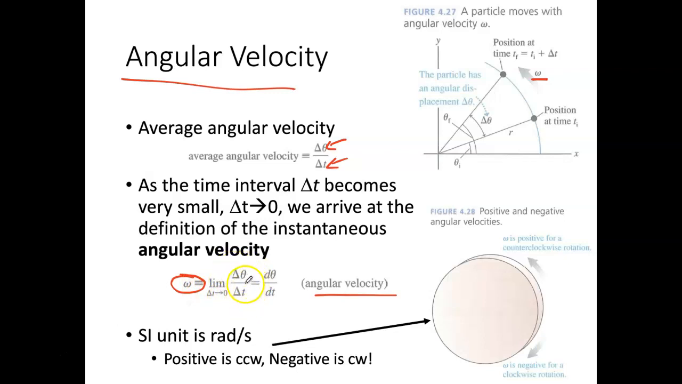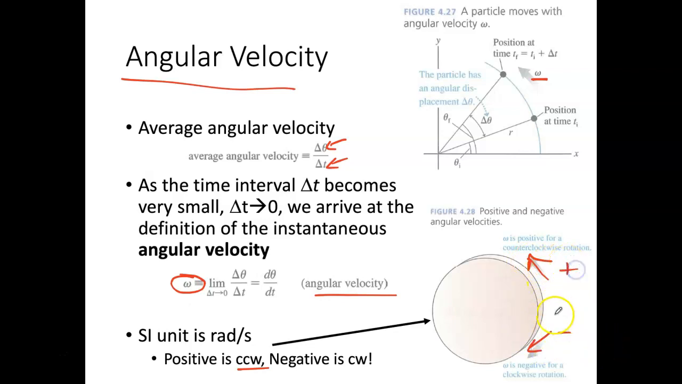So there is a big difference between change in angle, change in time, and d theta over dt, and it's because we're looking at that limit as it gets very, very close to 0. The SI unit for radians per second is radians per second, and remember, positive is counterclockwise. So positive is counterclockwise, clockwise will be negative.